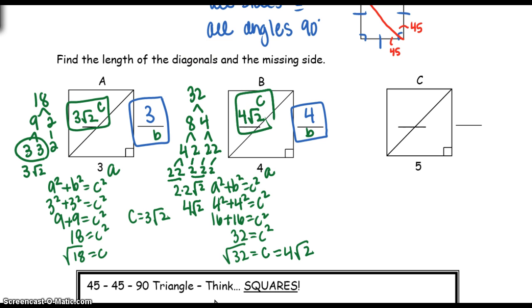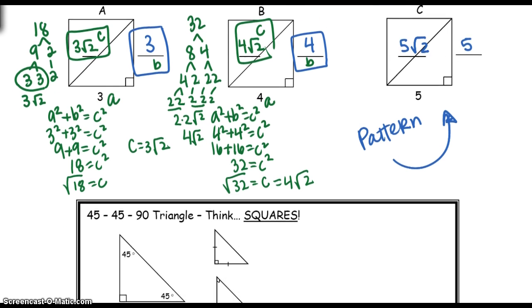Let's talk about a pattern that you might see here. 3, 3, 3 root 2, 4, 4, 4 root 2. So this triangle right here, this 45, 45, 90 triangle, let's see if we can use the pattern over here. So 5, 5, what's this going to be? 5 root 2. So this one is the pattern. So hopefully you can see the pattern there. And we're going to talk about that pattern in this little box down here.